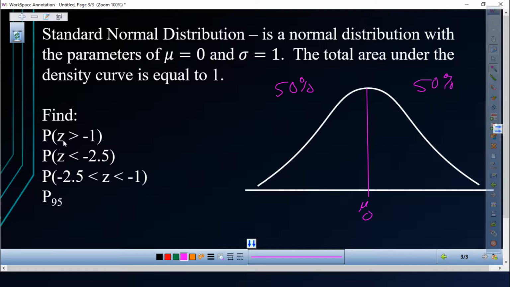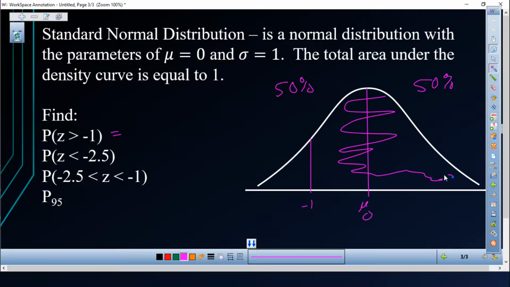So z is greater than -1. Well, where's -1? -1 is about right in here. All right, that's -1. And we want to find greater than -1, so we want to find all this area over here. Now, to do that, there are two ways. One is a table, and the other is technology.